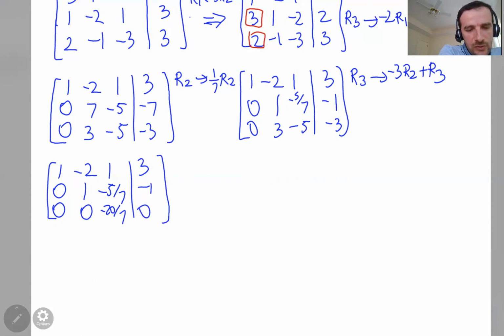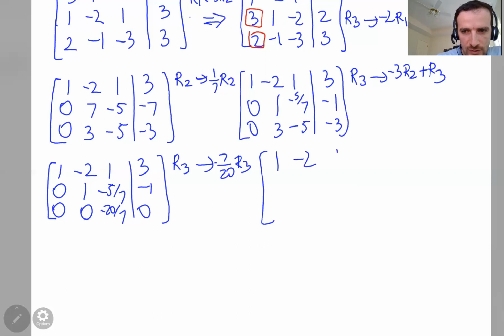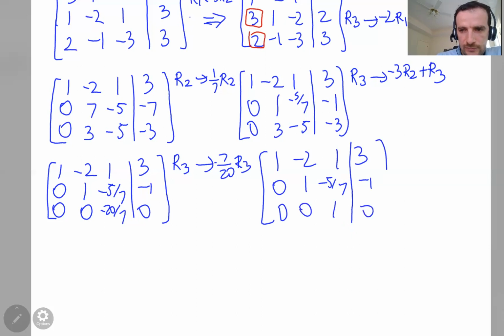Nice. So now I want to make this entry 1, right? Remember, the main diagonal should be 1. So let's multiply row 3 by -7/20. So it will be 1, -2, 1, 3, 0, 1, -5/7, -1. It's too long. 0, 0, 1, 0.